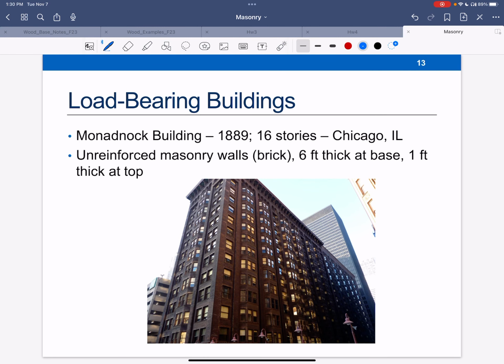There are certainly many buildings around the country that are unreinforced masonry brick. This one is a solid brick wall, a full brick wall with no other masonry, 6 feet thick at the base, 1 foot thick at top, so it's kind of a pyramid-type shape as it moves up the height of the building. So this is a pretty tall structure to be unreinforced masonry.